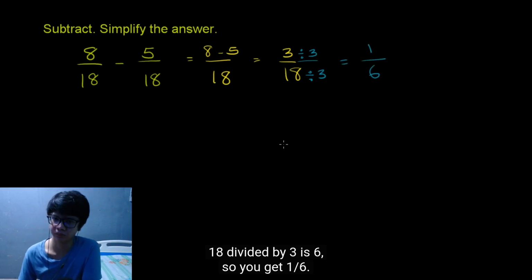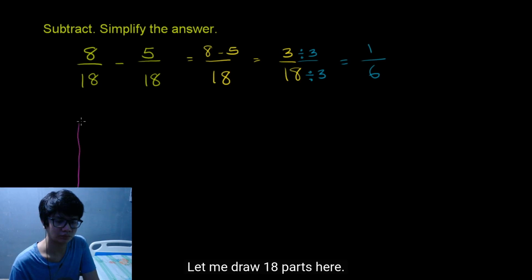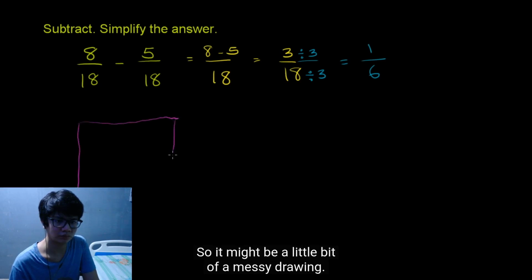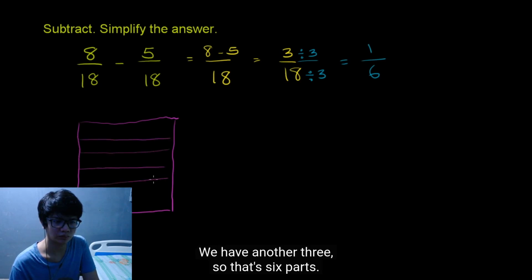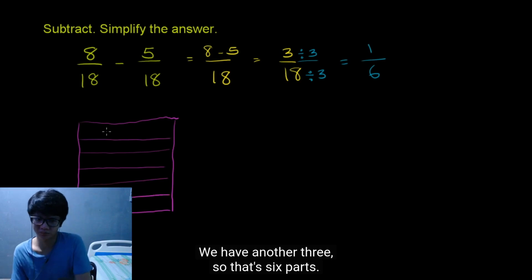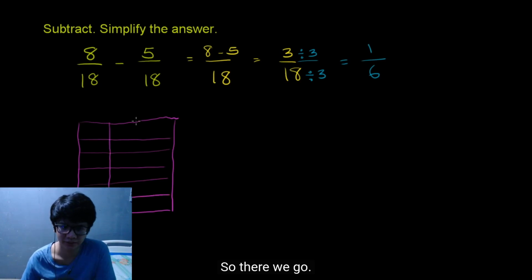So you get 1/6. And just to see this visually, let me draw 18 parts. So let me draw 18 parts here. It might be a little bit of a messy drawing. I'll try the best I can. So let me draw 6 in this direction. So that is 3 right there. And we have another 3. So that's 6 parts. We split this into 3 columns.